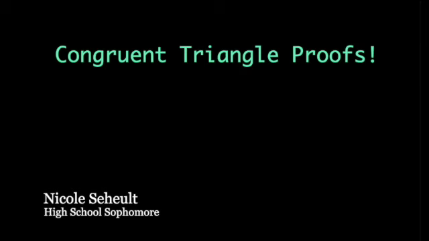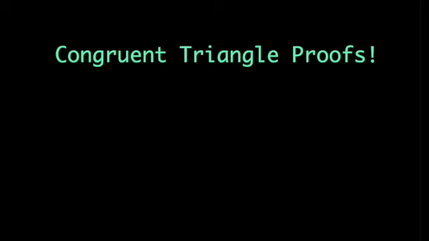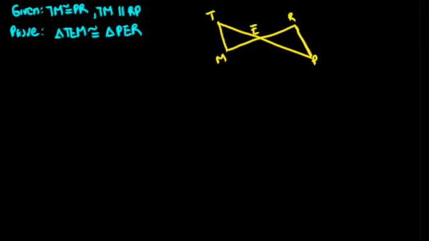In today's video, we are going to be working solely on proofs which can help us prove different triangles congruent. Let's go ahead and jump right into it. Okay, so our first problem tells us that TM is congruent to PR and TM is parallel to RP. We are asked to prove that triangle TEM is congruent to triangle PER. Let's go ahead and start off by writing our given.